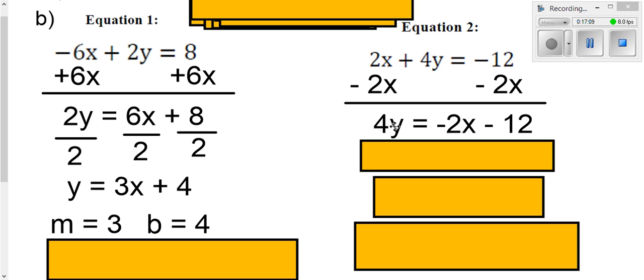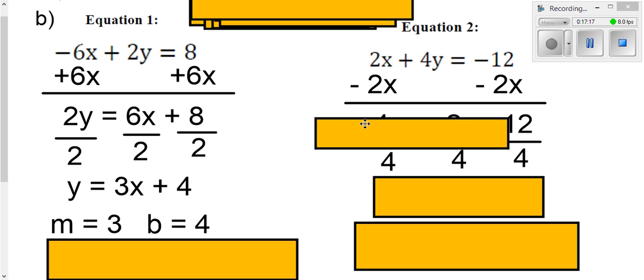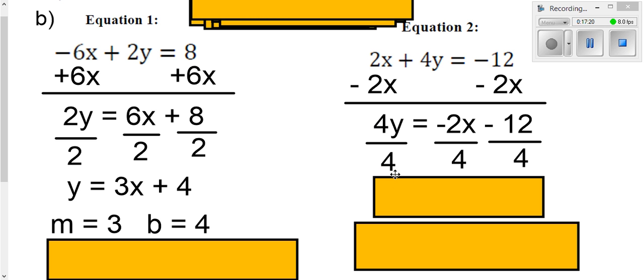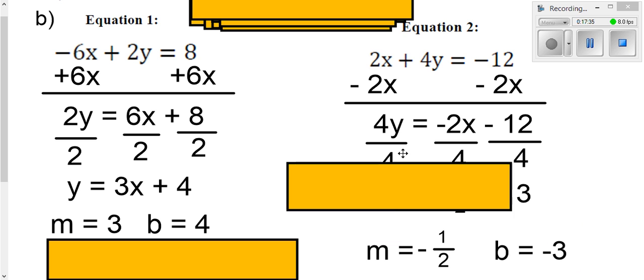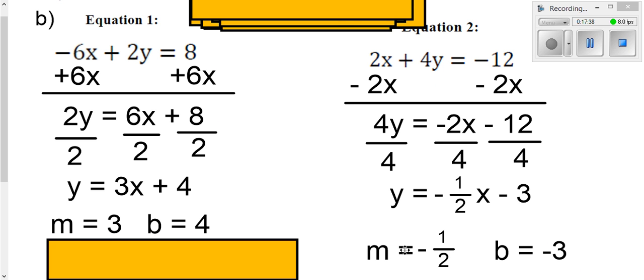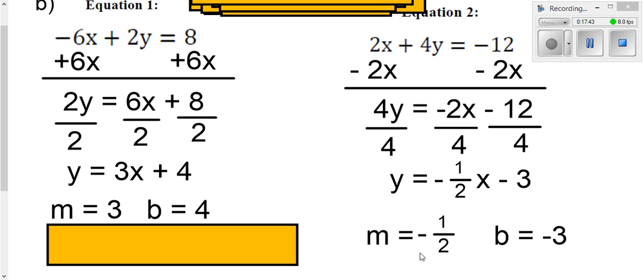That leaves us with 4y on this left side. Over here we'll have minus 2x and a minus 12. Now we need to divide by 4. Over here we got y. Negative 2x divided by 4 is negative 1/2 x. Negative 12 divided by 4 is negative 3. So now we can see the slope of this line is negative 1/2 and the y-intercept is negative 3. Comparing the two lines, the slopes are not the same, so we can stop there and say these lines are not parallel.